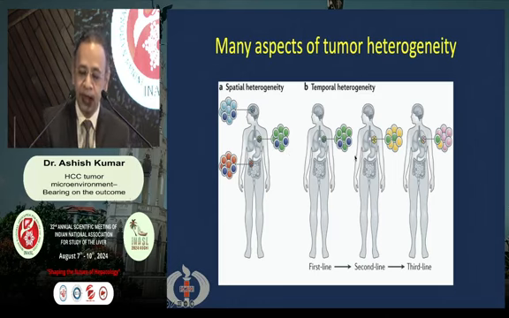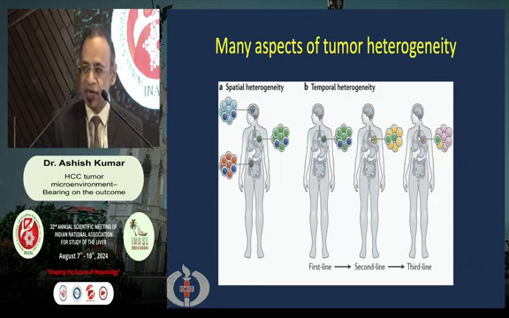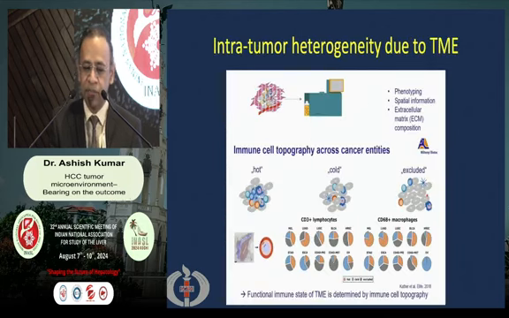And then there is temporal heterogeneity. For example, a lung cancer which starts here, and then once we have given some therapy, some of the malignant cells escape, and then they form the tumor again. After some time, after the first line of chemotherapy, the tumor is now different, and after second line and third line, the tumor would have a different set of mutations and an entirely different microenvironment.